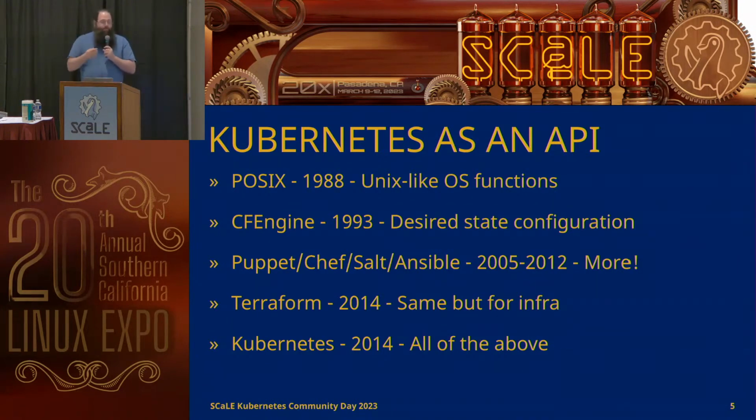POSIX is more imperative or procedural, one function after the next, whereas Kubernetes is built on desired state config. So it's similar to tools like Puppet and Chef or CF Engine before them, or ditto for Terraform, which brought desired state config into the cloud infrastructure space. This isn't a complete history, that'd be a whole talk on its own, but you can see Kubernetes as the next in sort of a line of tools.